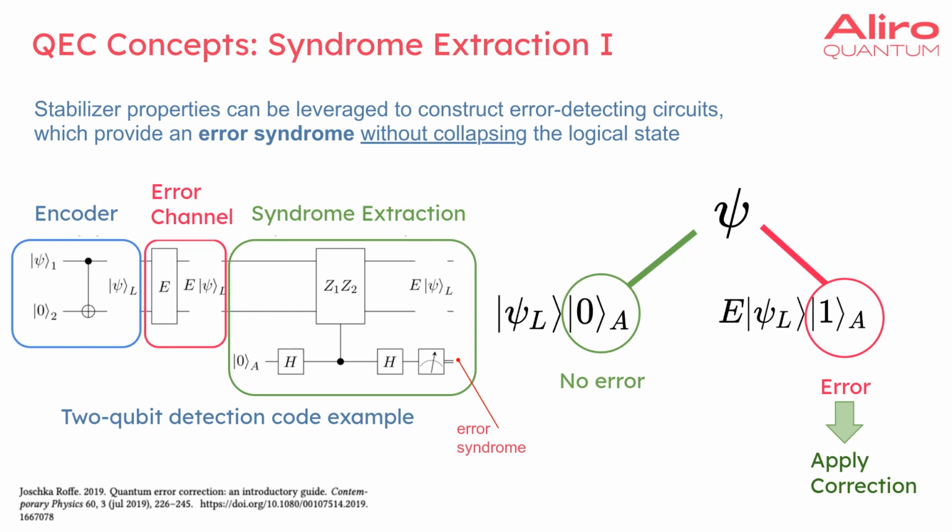Another important point here is that this syndrome extraction is a type of parity check that does not collapse the state. So we can do this check multiple times and our encoded state remains in superposition. Whatever the state is, it is not disturbed by our stabilizers.